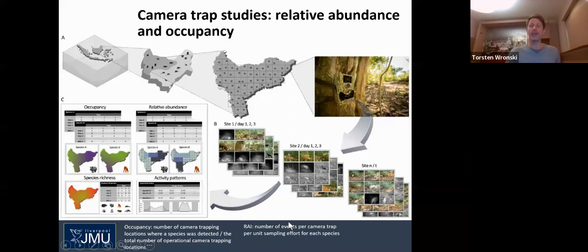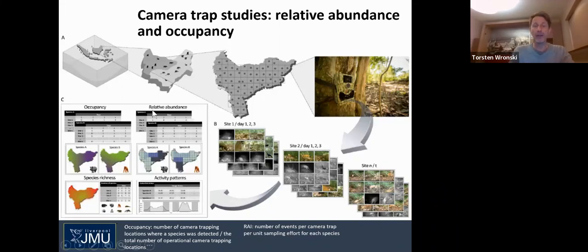That will result in plenty of images, and the accompanying data will be summarized in Excel tables, from which we can start doing our analysis. So what parameters can be established from such a camera trapping study? For sure, the activity patterns, whether the animals are more active during the day or during the night. We can establish the species richness, which is simply the number of species present in the study area.